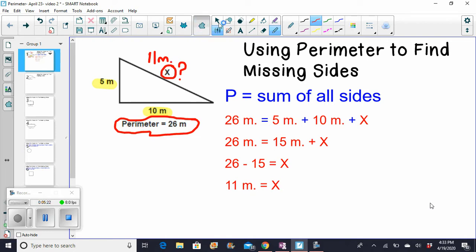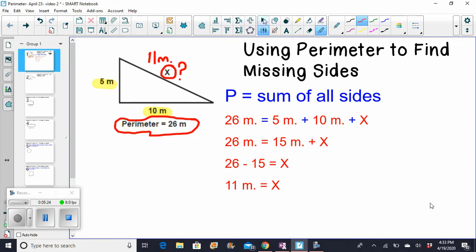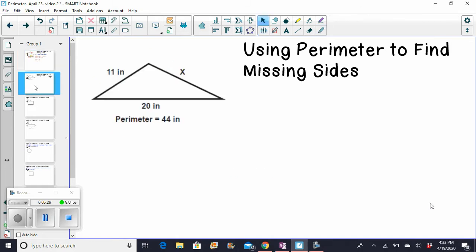Okay, let's try another one. The more we do these, the easier they will get. Okay, next page. So I have another triangle. So right now on your paper, please go ahead and draw yourself a triangle. It doesn't matter that it looks exactly like this one. And let's label in the measurements that are already on here. So we have one side that is labeled with 11 inches.